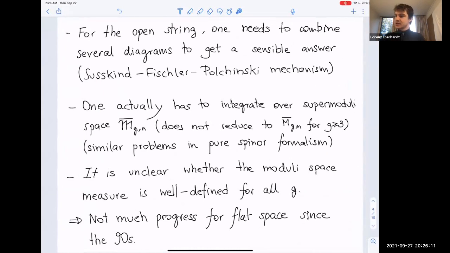For the open string, that's not too important. There are also several diagrams. You have to add them all. Only after that do you get a sensible result.